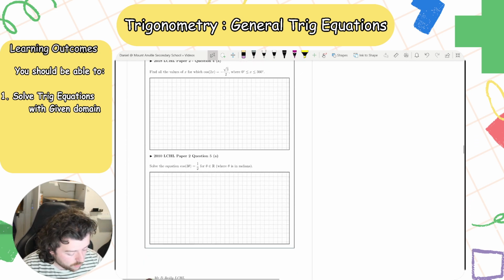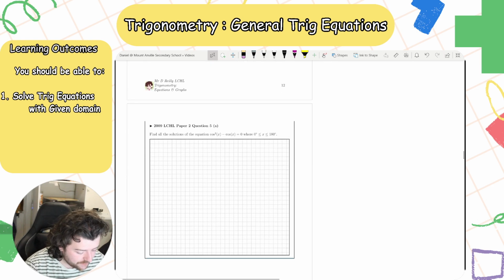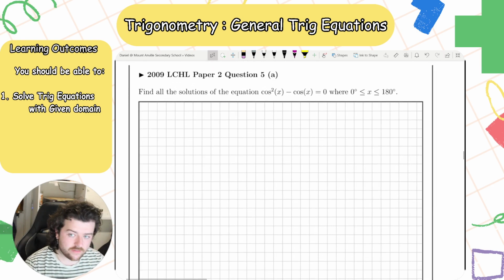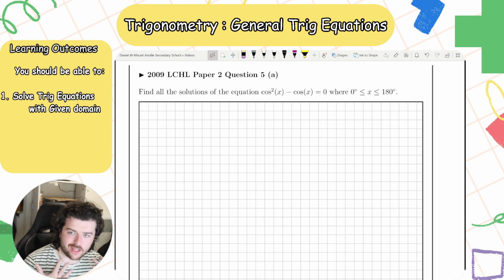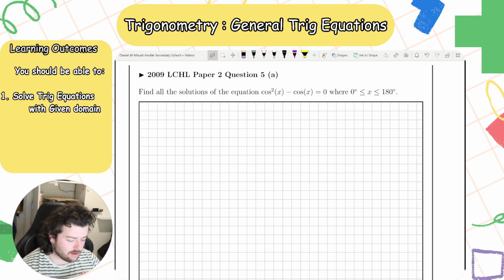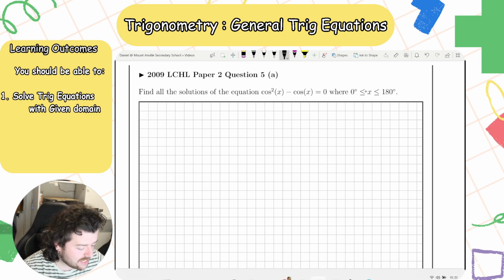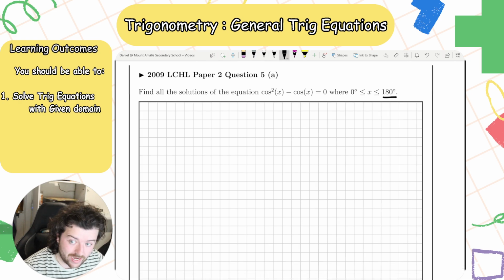And the final one I want to show you here is a fun one, right? So this is one of the 2009 papers, this is ages ago. Find all the solutions to the equation cosine squared x minus cosine x equals 0, where x is between 0 and 180, right? So this is fun. Well, I have a cosine squared here and a cosine x here. What am I meant to do? This is kind of a quadratic.